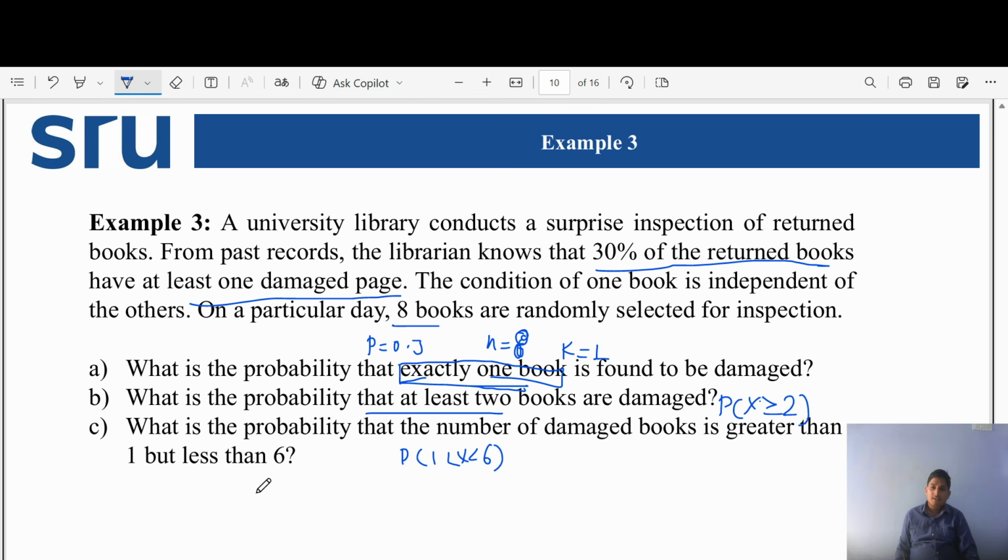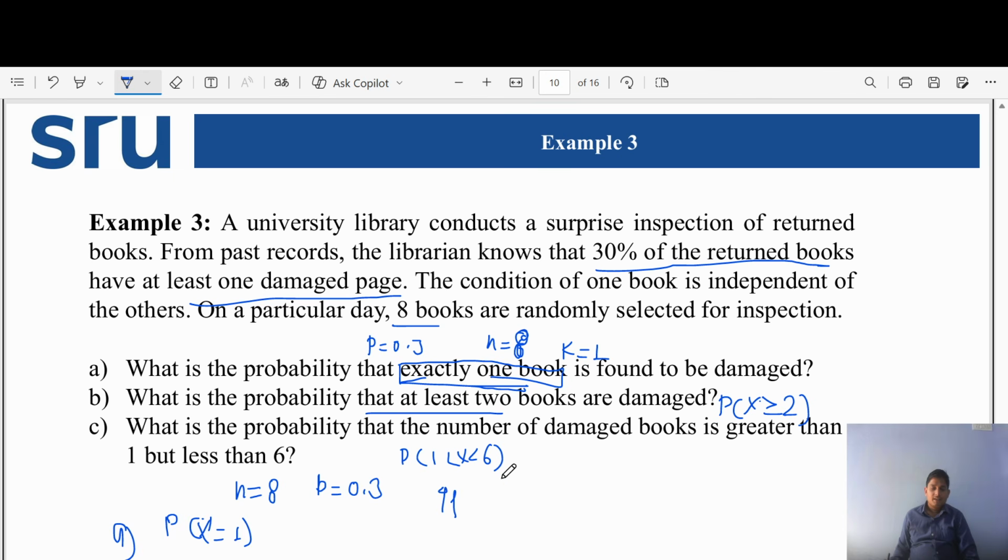So a university library conducts a surprise inspection of returned books, and the librarian knows that 30% of the returned books have at least one page damaged. He is doing the experiment on 8 books, so n is equal to 8 is given, and the probability of finding a damaged book is 0.3. So part A asks: what is the probability that exactly one book is damaged?